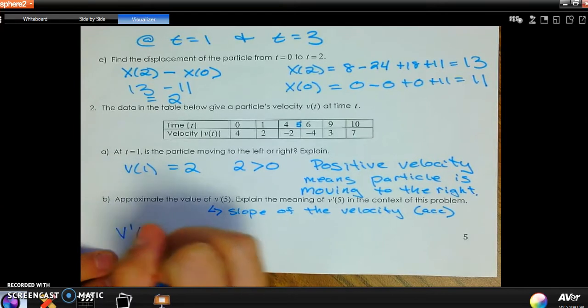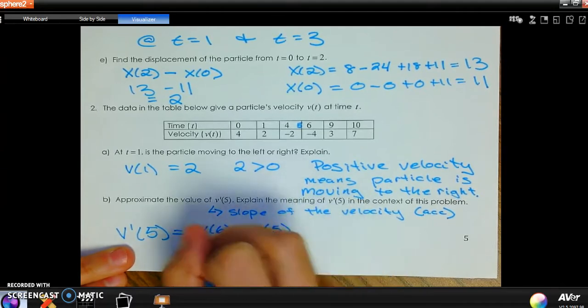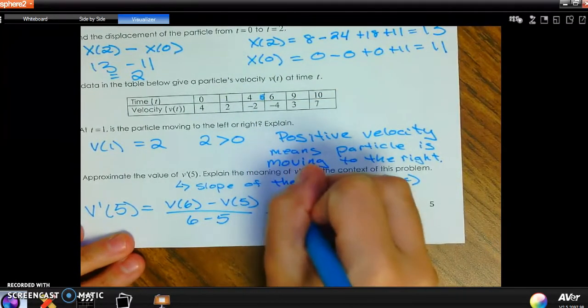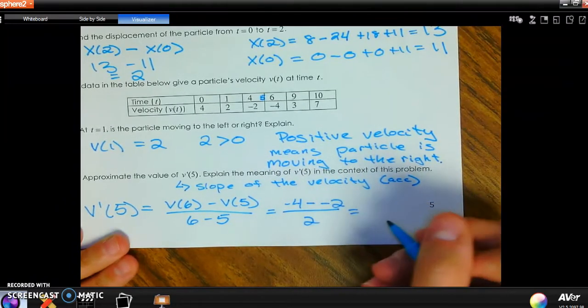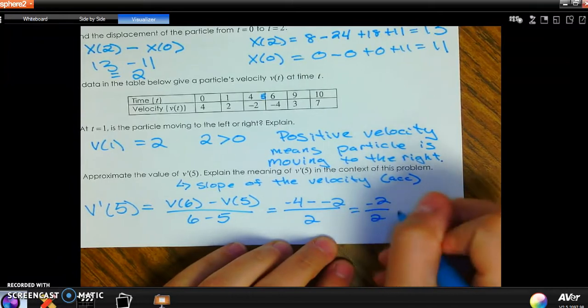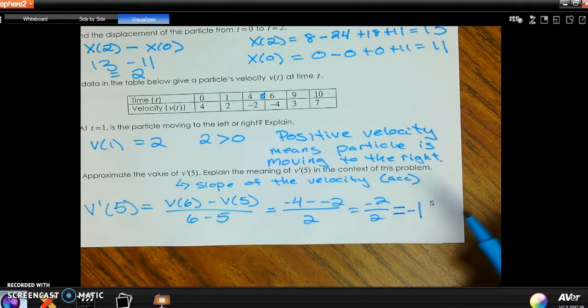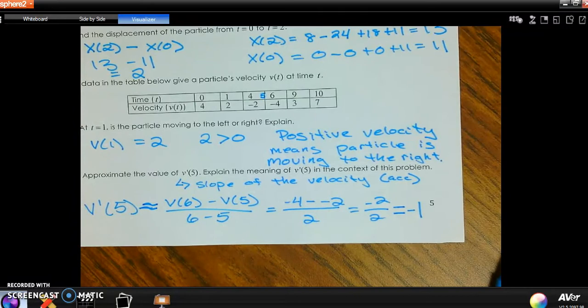If you're trying to approximate the slope, you can use your average rate of change formula. So we can use the velocity at 6 minus the velocity at 5, all over 6 minus 5. You can get those straight from the table. At 6, it was negative 4 minus a negative 2. Watch that double negative there, all over 2. So that's negative 2 over 2, so I have an acceleration of negative 1. So a negative acceleration, or a deceleration. So the acceleration at t equals 5 is approximately negative 1. Remember, this is an estimation, so I should have my approximately equal sign there. And that's the first page.